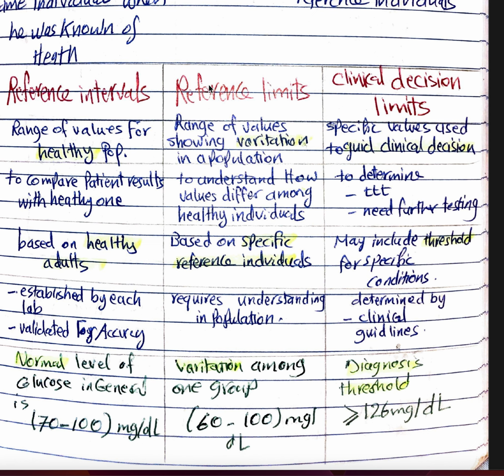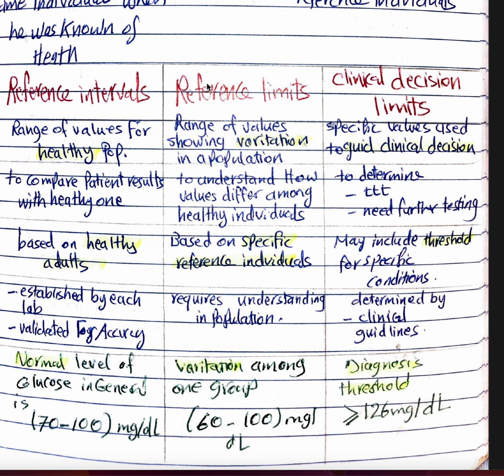Then reference limits: a range of values showing the variation in a population, to understand how the values differ among healthy individuals, based on specific reference individuals, requiring understanding of the population. Then the clinical decision levels: specific values to guide a clinical decision to determine treatment, which may include a threshold for a specific condition and are determined by clinical guidelines. And there is something called diagnosis threshold. Now you feel that is confusing.